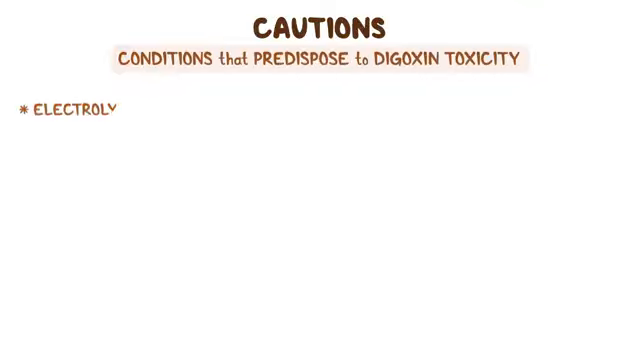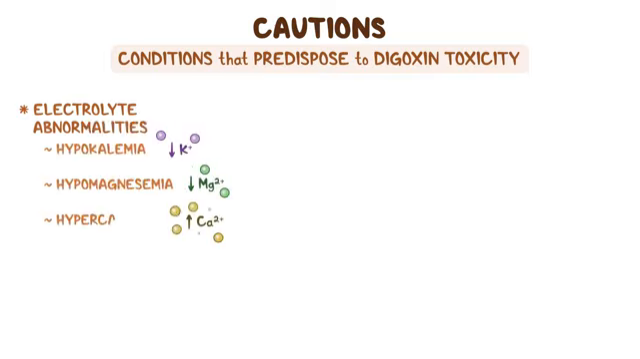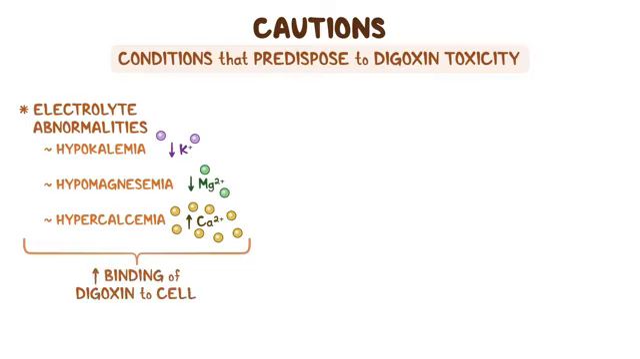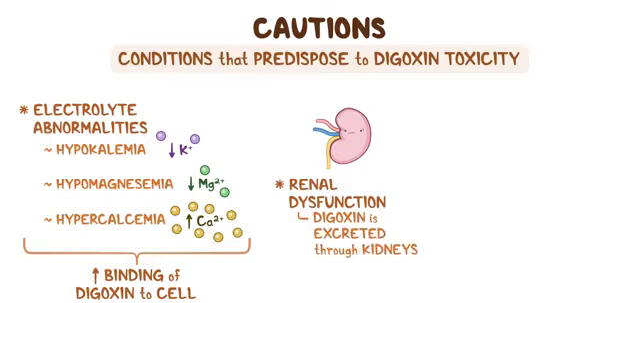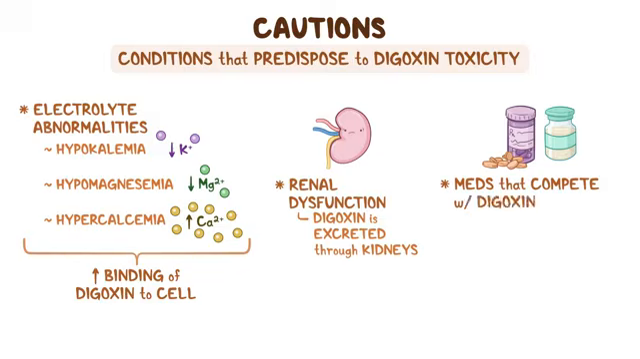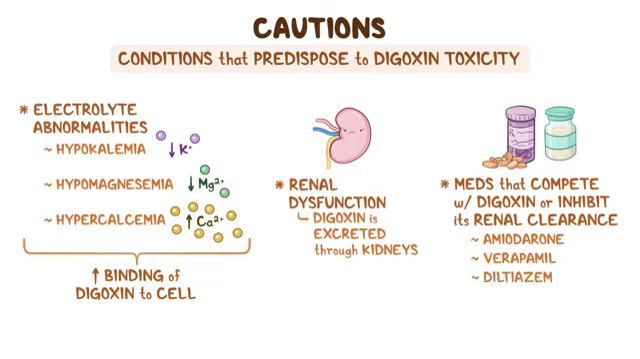Now, digoxin should be used with caution in certain conditions that may predispose to digoxin toxicity. These include electrolyte abnormalities like hypokalemia, hypomagnesemia, and hypercalcemia, all of which increase the binding of digoxin to the cell, as well as renal dysfunction, since digoxin is excreted through the kidneys. The risk of toxicity is also increased by medications that compete with digoxin for the binding site or inhibit its renal clearance, such as amiodarone, verapamil, diltiazem, and quinidine.